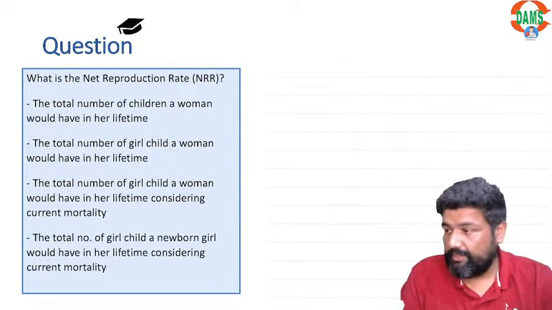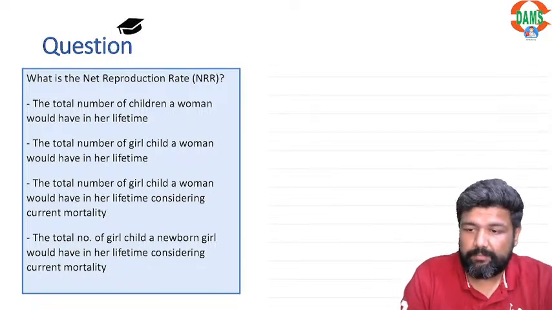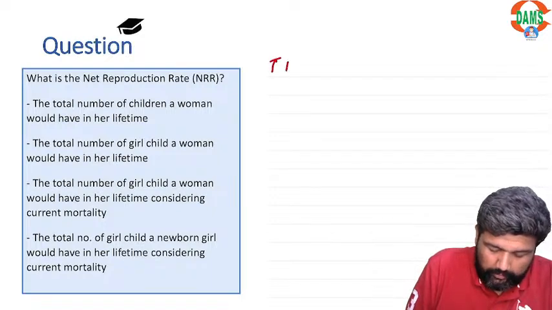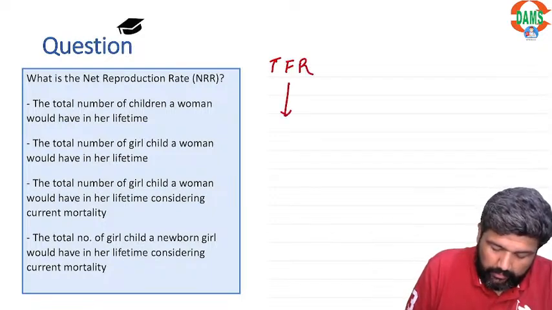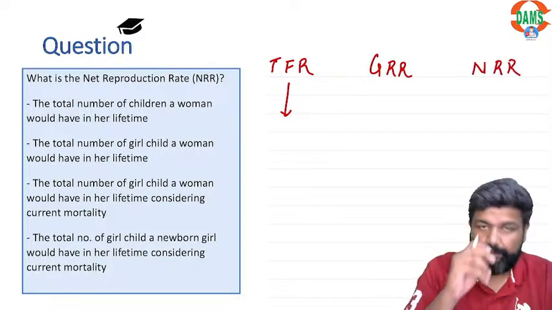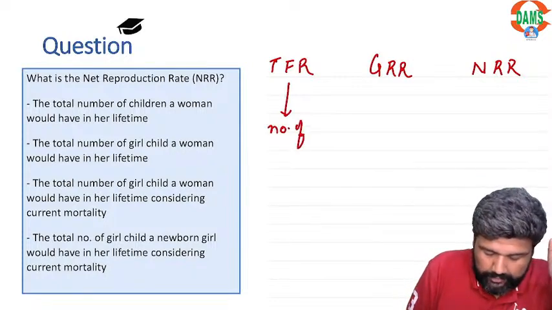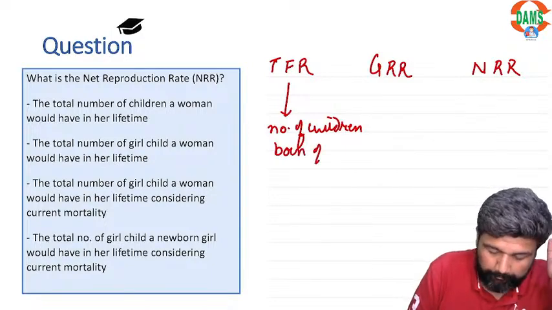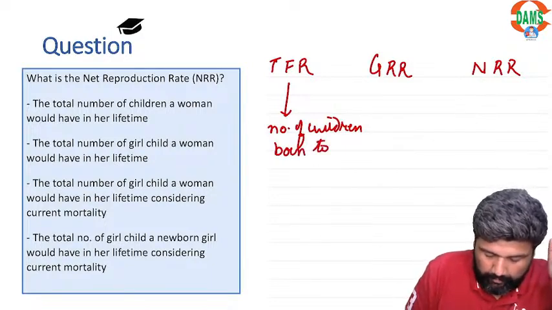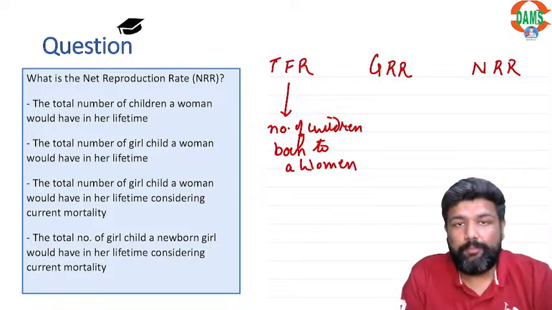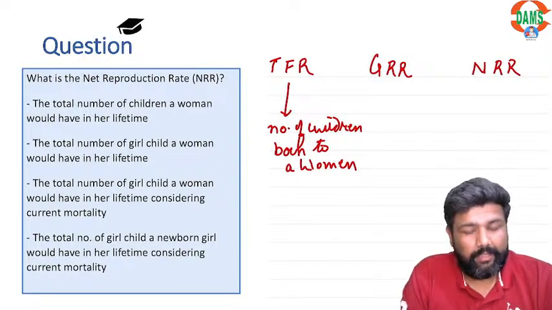Guys, net reproduction rate. Many students ask me about net reproduction rate. Okay, what is total fertility rate? What is gross reproduction rate? What is net reproduction rate? Guys, total fertility rate is the number of children born to a woman, the number of total children born to a woman. It is total fertility rate.